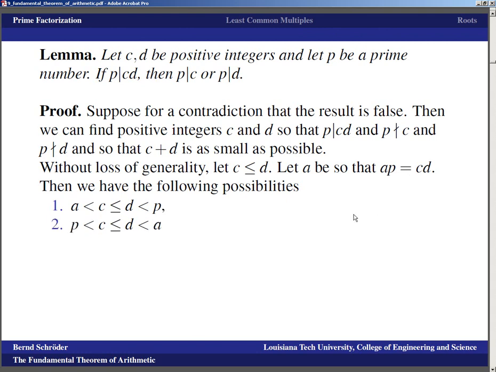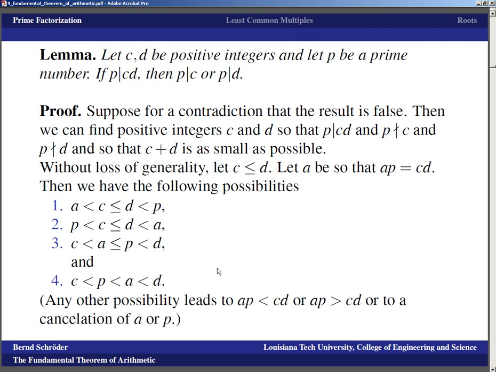We could have that a, the other factor, is greater than d, and then basically a and p just switch roles. We could have that p is smaller than d, but greater than c, and that would then mean that a is greater than c, because otherwise, if a was smaller or equal to c, we would have ap strictly smaller than cd, and that would be wrong. Or we would have that a and p switch roles, and we might as well also assume here that p is strictly smaller than a because equality is already taken care of in case 3. And so, as I mentioned, any other way in which we could line up these numbers leads to ap smaller than cd or ap greater than cd or to a cancellation of a or p.